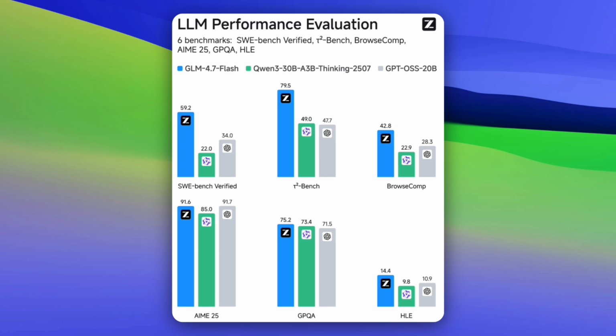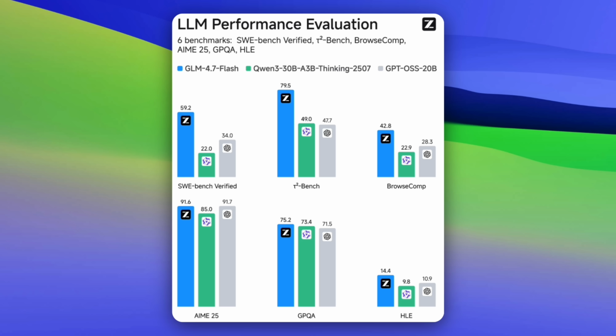On the Software Engineering Bench Verified, which tests whether the model can actually solve real GitHub issues and real code bases, GLM 4.7 Flash scores 59.2%, Qwen 3 gets 22%, and GPT gets 34%. That is a massive gap. It's not just a little better, it's almost triple what Qwen is getting.